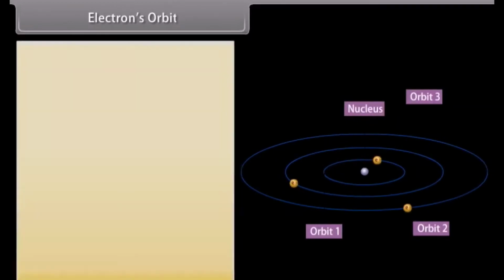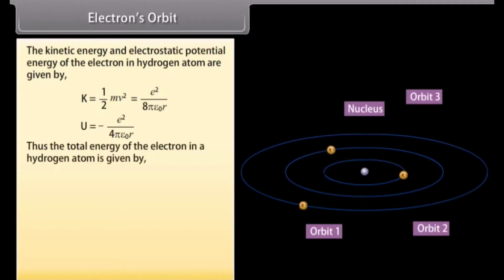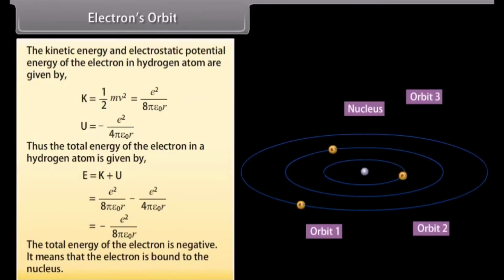The kinetic energy and electrostatic potential energy of the electron in a hydrogen atom are given by K = ½mv² = e²/(8πε₀r), and U = −e²/(4πε₀r). Thus, the total energy of the electron in a hydrogen atom is given by E = K + U, which is equal to −e²/(8πε₀r). The total energy of the electron is negative. It means that the electron is bound to the nucleus.